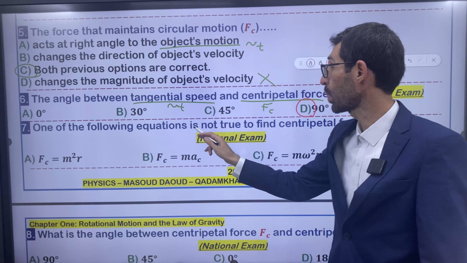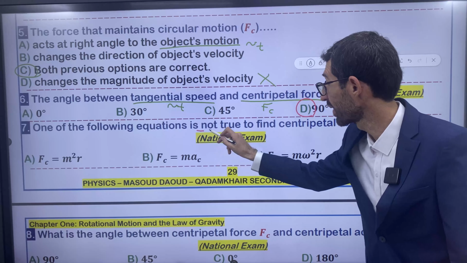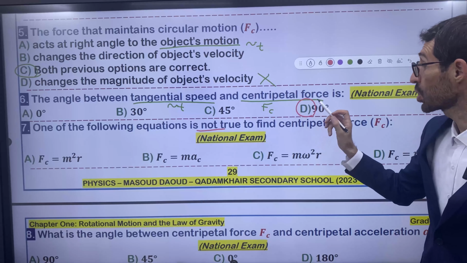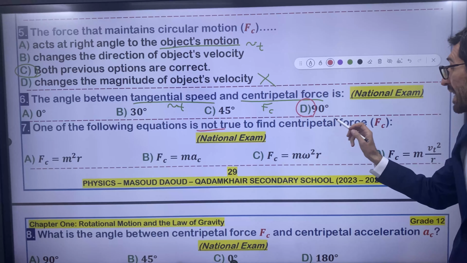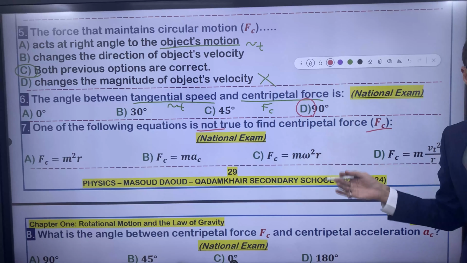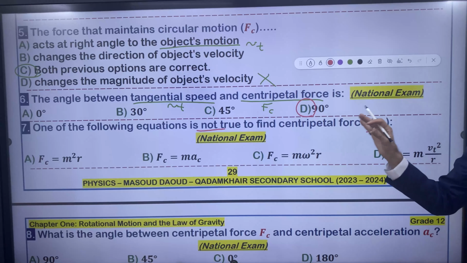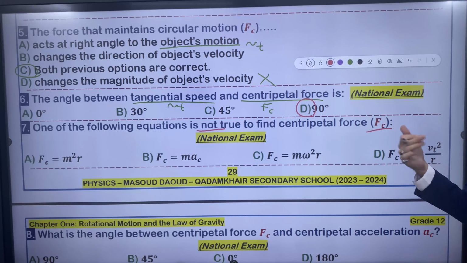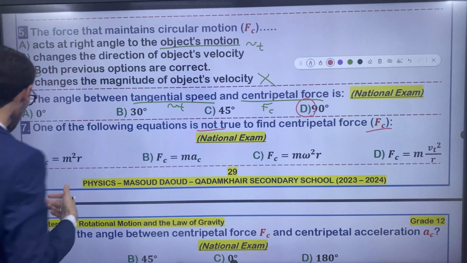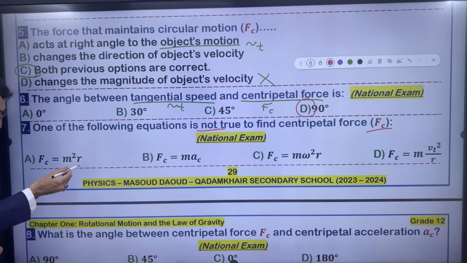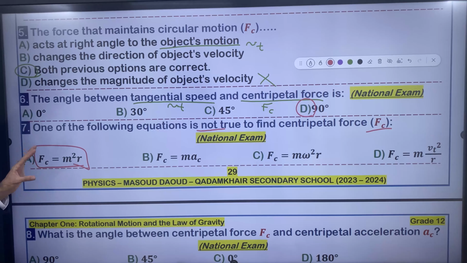One of the following is not true to find centripetal force. So one equation is wrong. Find the wrong equation here. Let's read the options. A, Fc is equal to m squared r. It's a little bit strange, right? It doesn't make sense actually. It's not reasonable. We haven't encountered this rule in previous lessons.